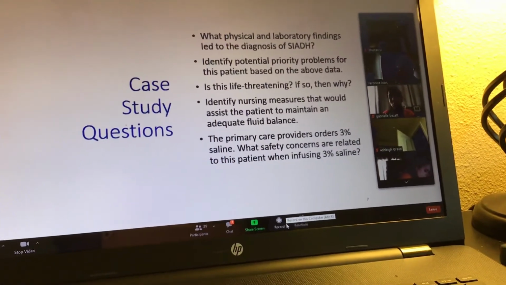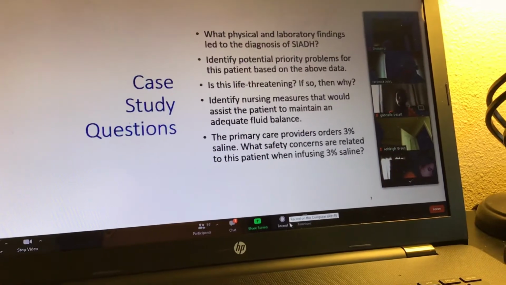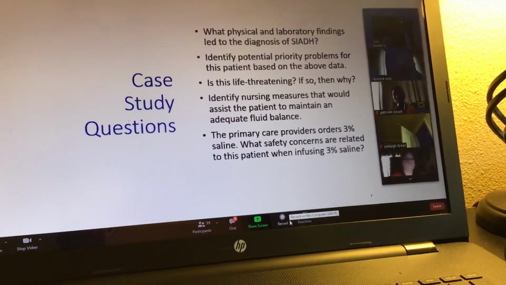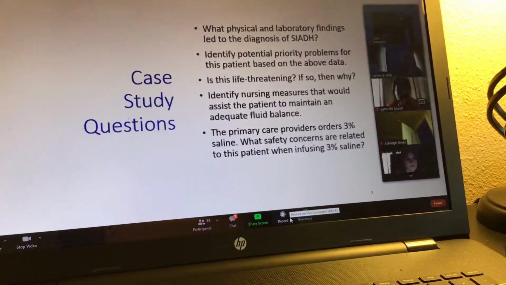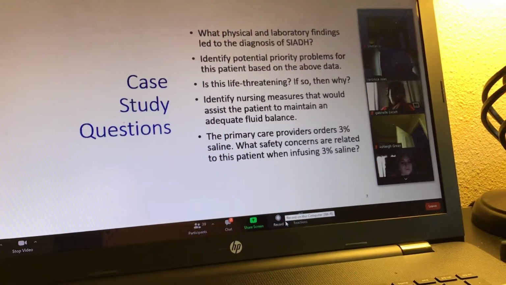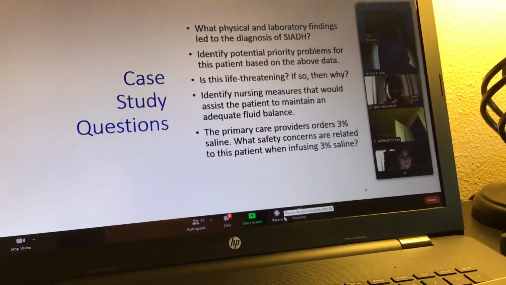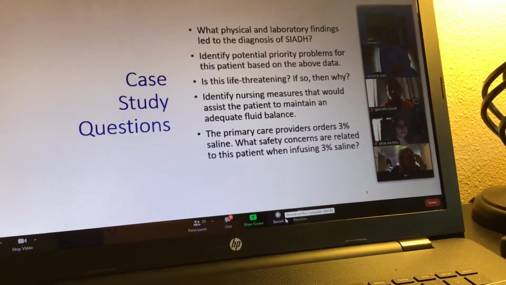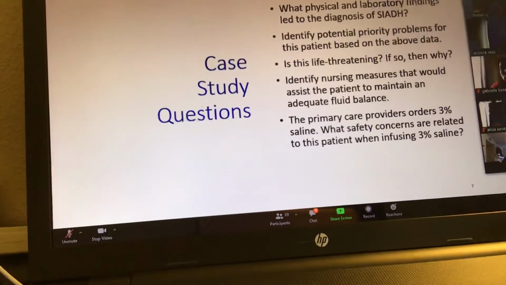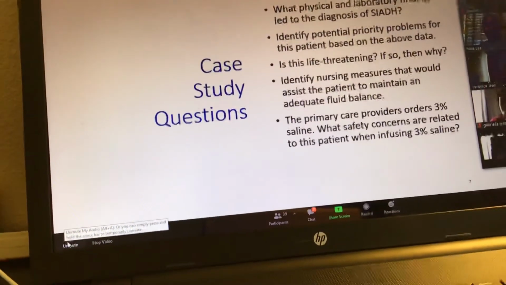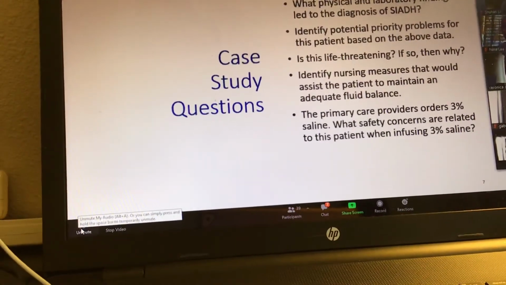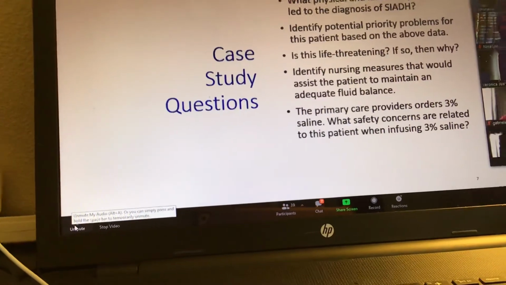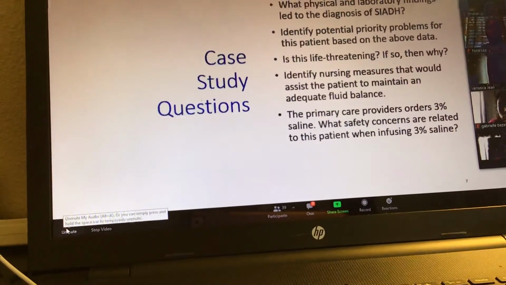Just from back when you first started, how many kilograms is equal to a liter of fluid? 1. That one's easy. 1? Yeah. It's 1 kilogram to 1 liter of fluid. All right, that's very important to know.